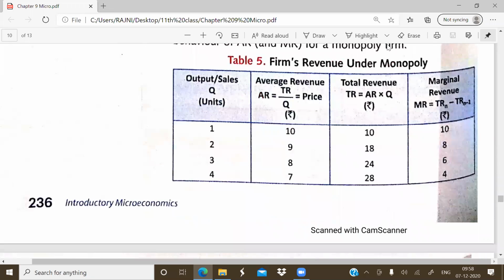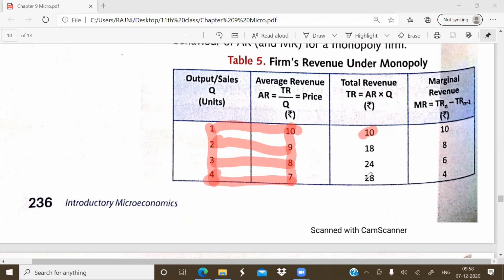So simply here in the case of the monopoly, how will the AR and MR react? Simply this is the output. Prices had to be reduced to increase the output, meaning sales: 10, 9, 8, 7. Total revenue is price multiplied by units: 10 into 1, 9 into 2, 8 into 3, 7 into 4. Now the question arises, MR: 10, 18 minus 10, 24 minus 18, 28 minus 24.